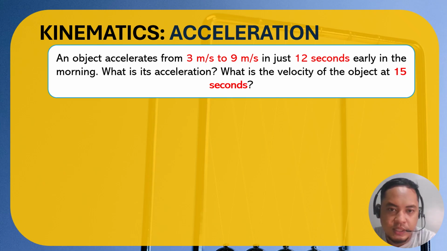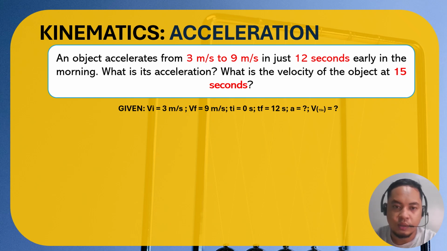An object accelerates from 3 meters per second to 9 meters per second. That's our problem earlier. These are our given variables. Initial 3, final 9 meters per second. Initial time is 0, and final is 12. Unless in some cases the problem will really give the initial time. For example, from 7 to 12 seconds. So 7 will be our initial.